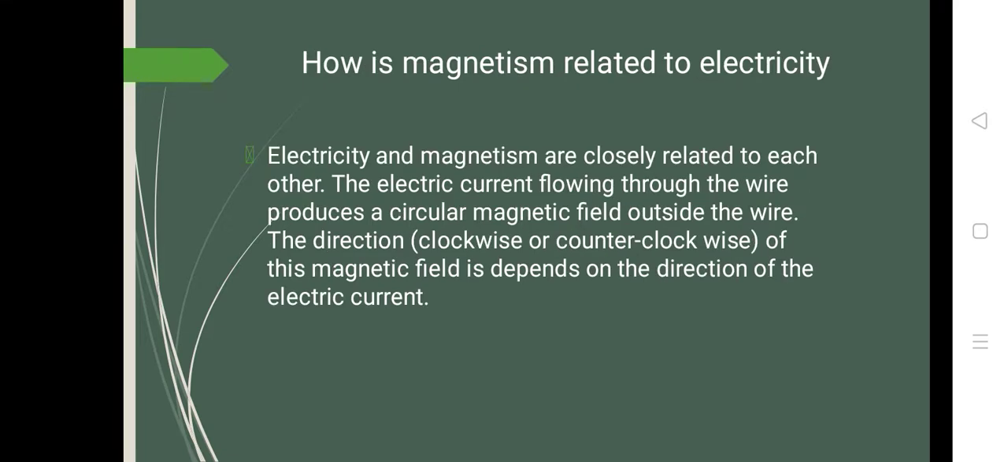So, how is magnetism related to electricity? Electricity and magnetism are closely related to each other. The electric current flowing through the wire produces a circular magnetic field outside the wire. The direction, clockwise or counterclockwise, of this magnetic field depends on the direction of the electric current. Also, flowing electrons produce a magnetic field and spinning magnets cause an electric current to flow. Electromagnetism is the interaction of these two important forces.